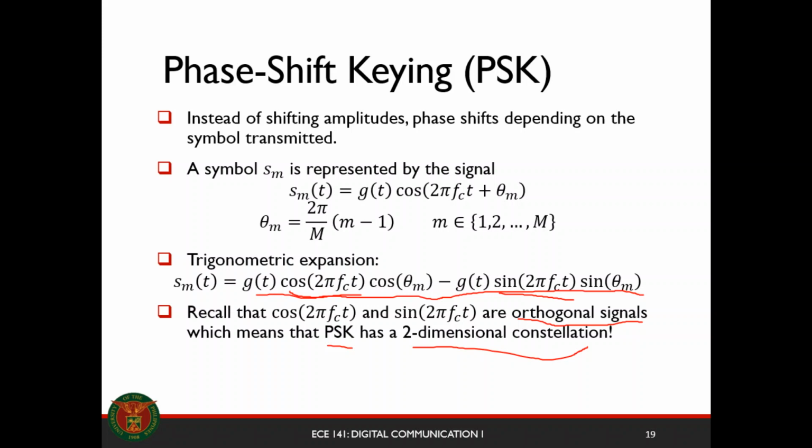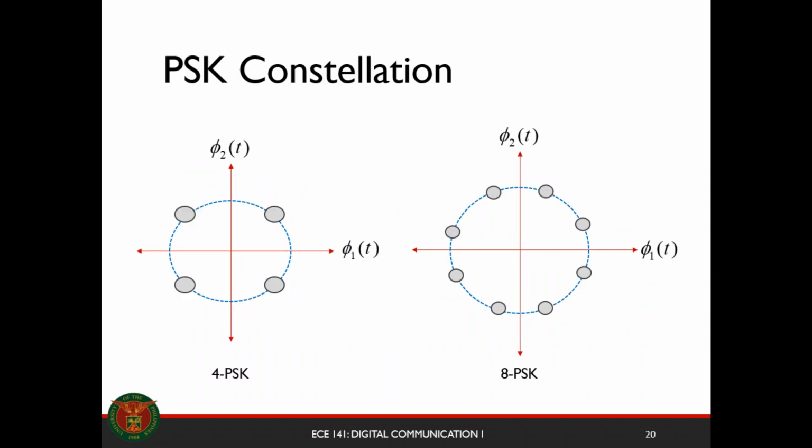So now we have PSK having a two-dimensional constellation. That means the PSK constellation looks like this. This is a 4 PSK, so it's on the four corners on different parts of a circle. 8 PSK looks like this, and so on and so forth.